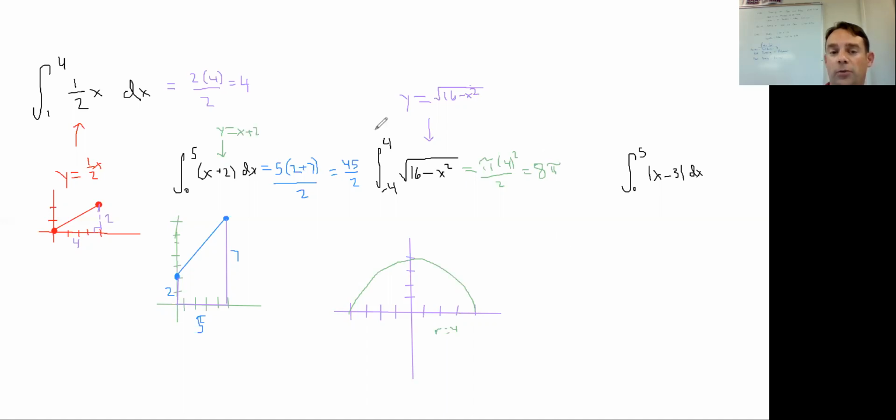All right, let's try this last one here. What is that shape going to look like? All right, looks like I'm dealing with an absolute value function. So y equals the absolute value of x minus 3. So I'm going to graph that and see if I can't figure out what I'm actually looking at here.